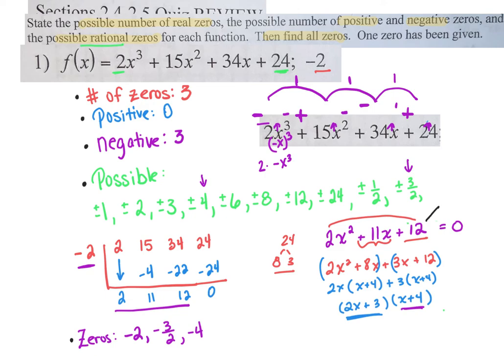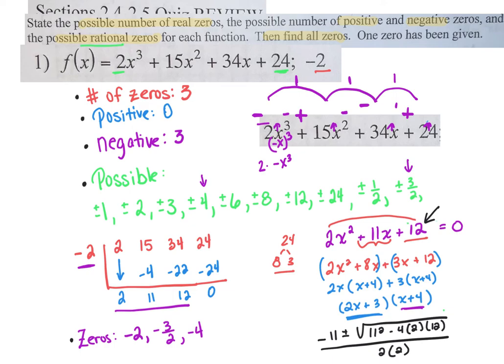If you do not feel comfortable factoring, you can always use the quadratic formula. Always. So the quadratic formula would be -b plus or minus the square root of b squared minus 4 times a times c, all over 2 times a. And then you just do order of operations. 121 minus, what, 96, over 4. So you would get negative 11 plus that answer over 4, negative 11 minus that answer over 4. And you would get negative 3/2 and negative 4 there.